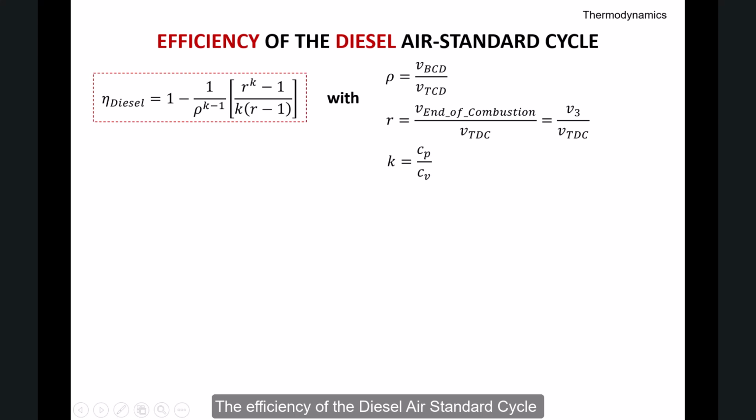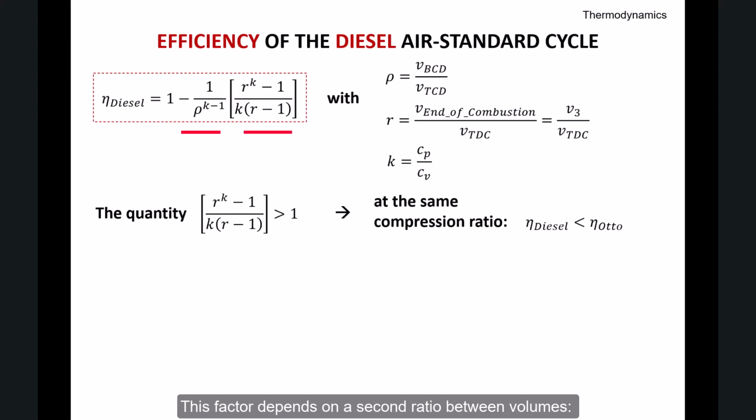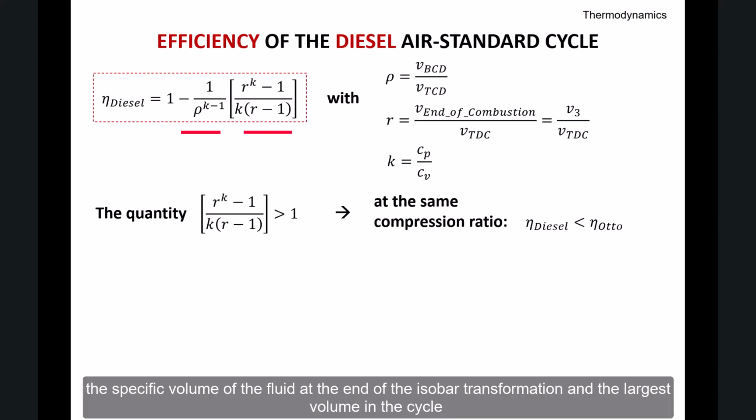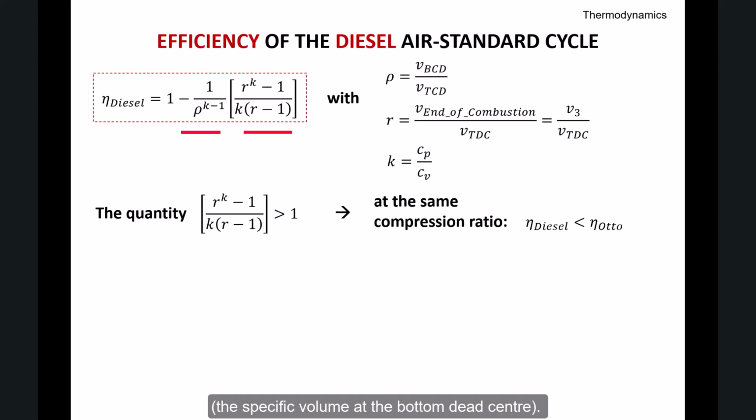The efficiency of the diesel Air-Standard cycle recalls the efficiency of an Otto cycle having the compression ratio multiplied by a factor greater than 1. This factor depends on a second ratio between volumes, R. R is the ratio between the specific volume of the fluid at the end of the isobar transformation and the largest volume in the cycle, the specific volume at the bottom dead center. K is the ratio between Cp and Cv.